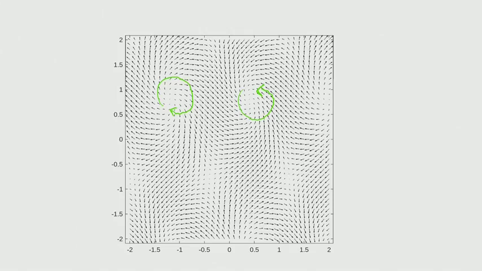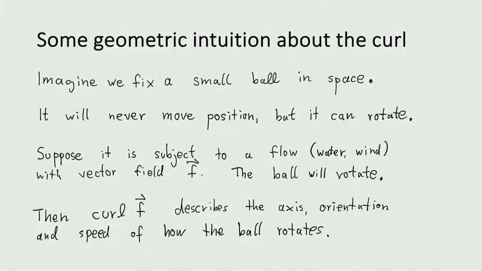I would like to finish the discussion now by coming back to the 3D curl operator, because I think the curl operator in 2 dimensions is arguably easier to understand than the 3-dimensional one. There's one more slide about the 3D curl. So what is the physical meaning of the 3-dimensional curl operator? Imagine we fix a small ball in space. The position of that ball is fixed. It cannot move at all, but it can rotate.